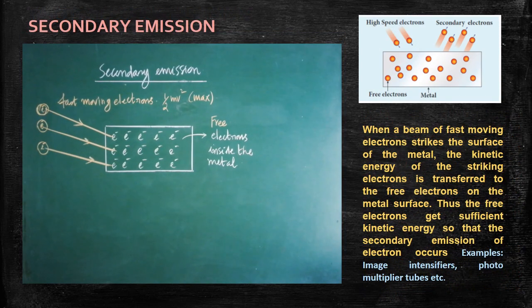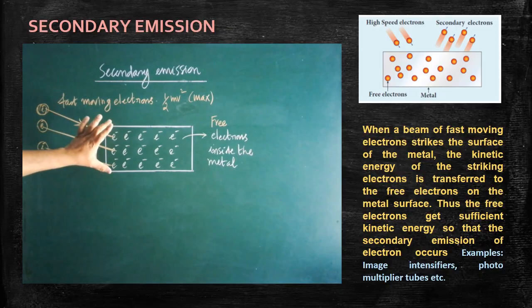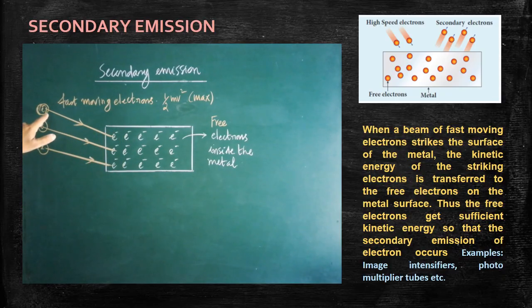Now we are going to learn the last method of electron emission, called secondary emission. Here you have to assume a metallic body. Within the metallic body, plenty of free electrons are available. Fast moving electrons from some other source are made to be incident on the metal surface. Usually the fast moving electrons have a tremendous amount of kinetic energy. Their speed is very high, and their kinetic energy is also very high.